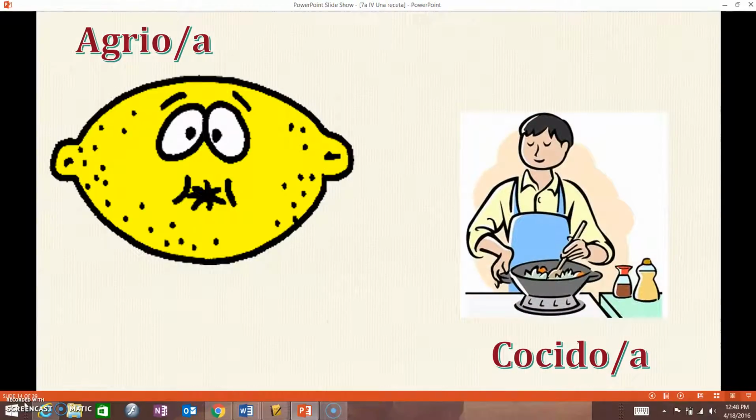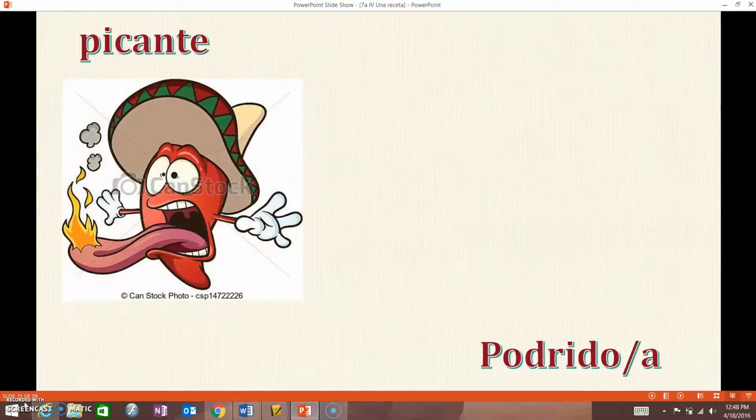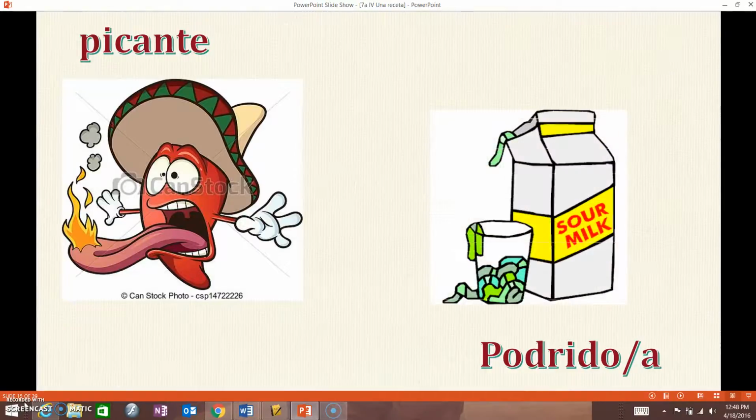Cocido. La comida está cocida. Cocido or cocida, cooked. And you would use estar most of the time to describe this if it's a preparation of the food. The food is cooked or steamed. It could be as well, cocida or cocido. Picante. A veces los ajíes son picantes, hot, as in spicy hot.